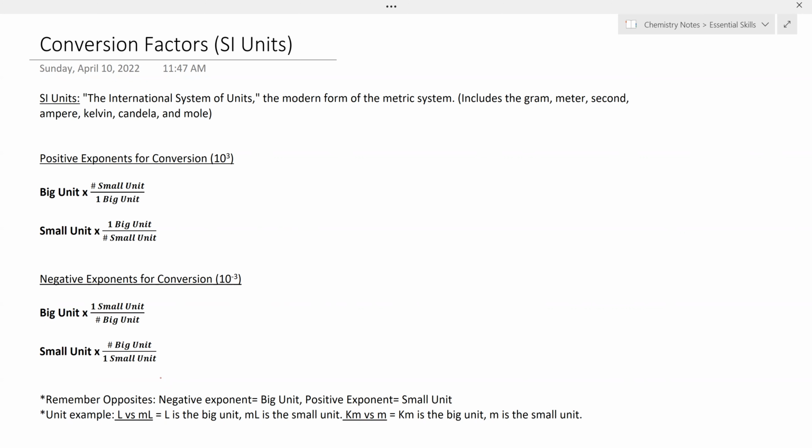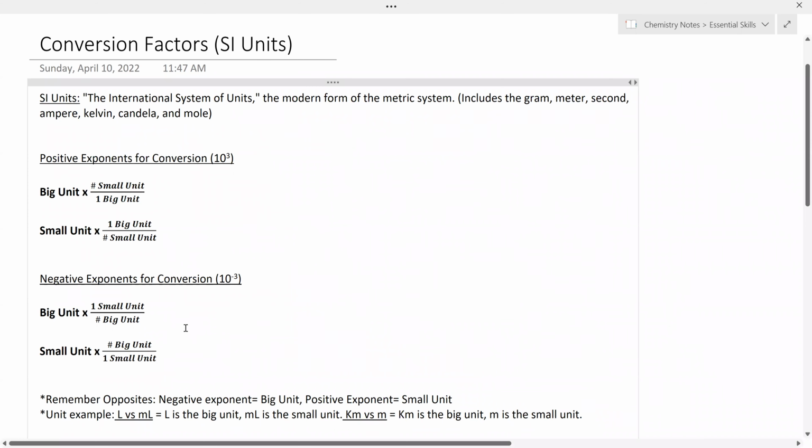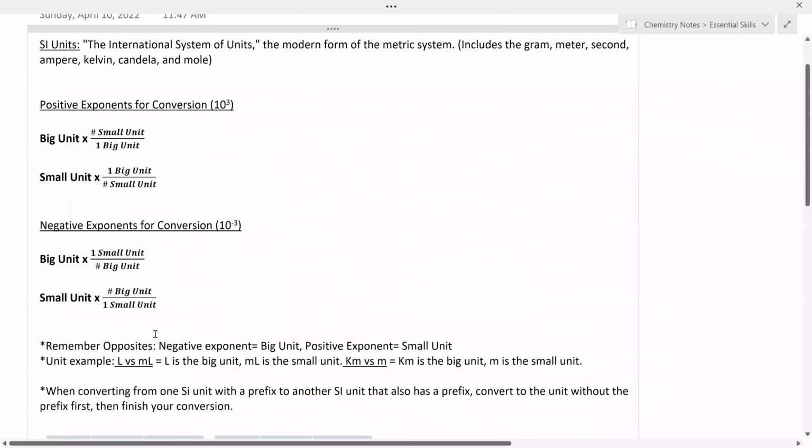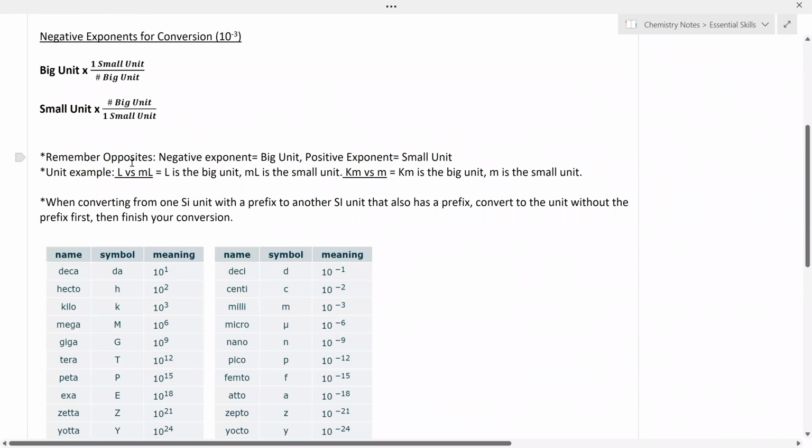You might be asking, what's a small unit and what's a big unit in this case? What do you mean by that? That goes into what we're talking about here with the units. For example, we have liters versus milliliters. Liters is the big unit, milliliters is the small unit, because 1 liter is a lot more liquid than 1 milliliter of liquid.